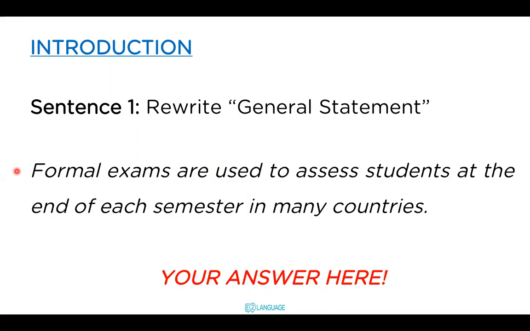Think about synonyms. Think about changing nouns to verbs or verbs to nouns. Think about different ways to say the same thing.